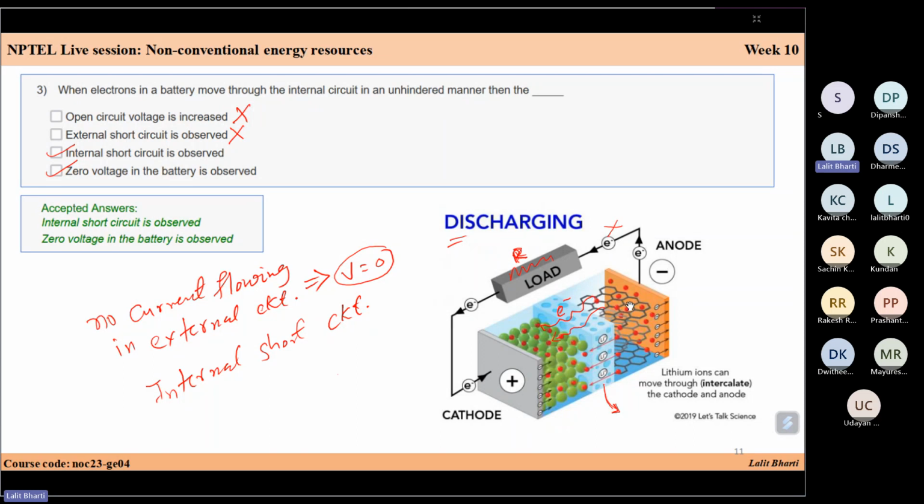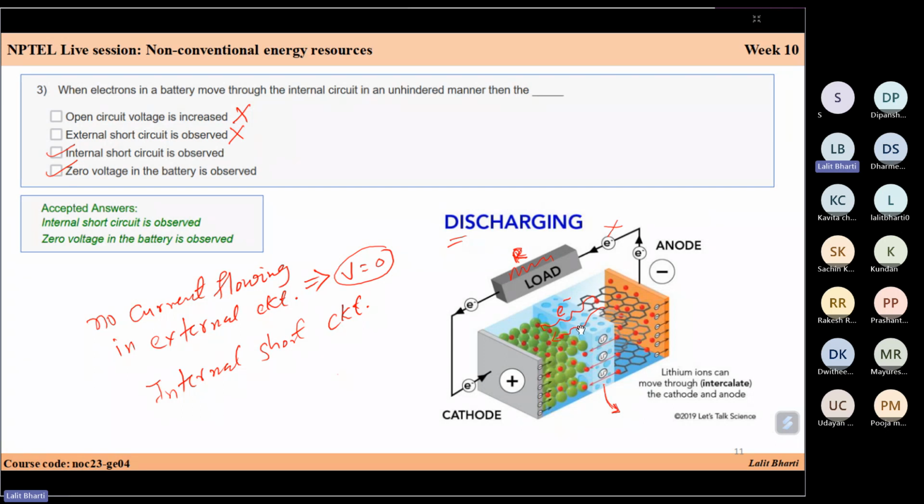So this is your battery, this is your load, the external load, cathode, anode, separator, and the question is saying that when your flow of electron is unhindered, or the electrons can very easily pass through the internal circuit. This is the internal circuit and the load is in the external circuit. So if the electrons can move in the internal circuit, then what will happen?